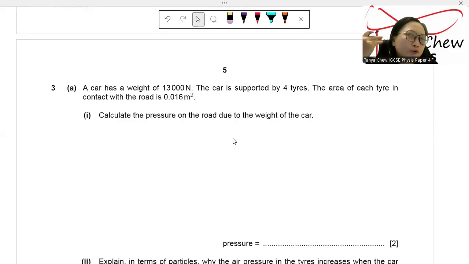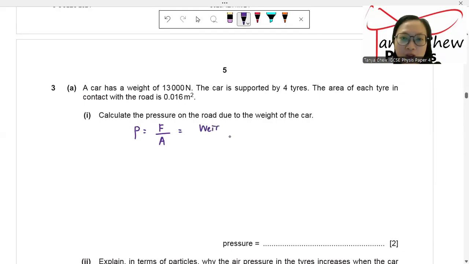Now, do you still recall the definition of pressure? Pressure is defined as force over area. So in this case, the force is the weight over area. Now the weight is given.